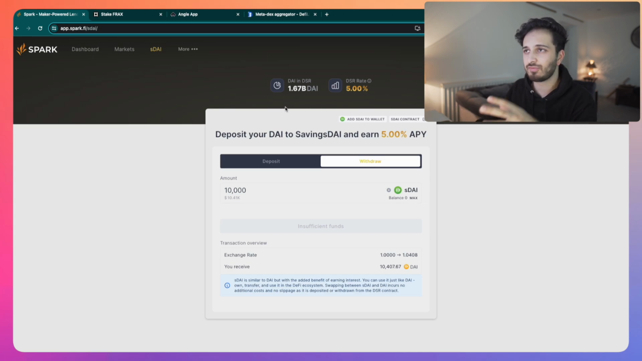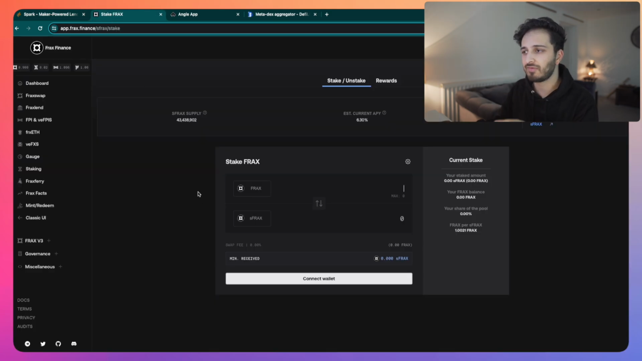So that's pretty much how this works. Let's move on to the next protocol where we're going to talk about Frax. Now, Frax have a very similar concept to that of Maker with DAI. Again, you can take your Frax in, which is a stablecoin by the Frax protocol. It's pegged to the dollar. And again, you can do the same thing. You can take your Frax and convert it into sFrax, which earns this US Treasury yield.